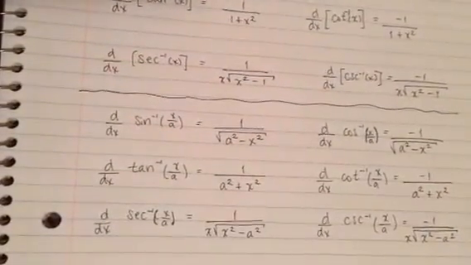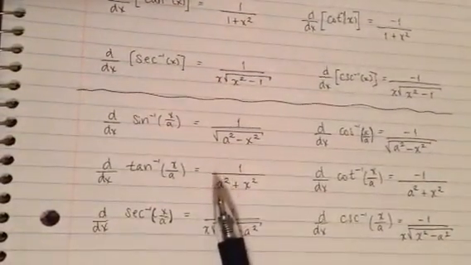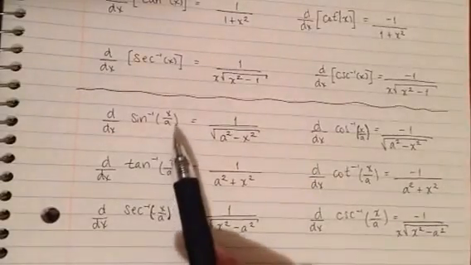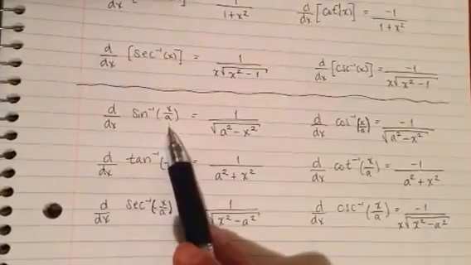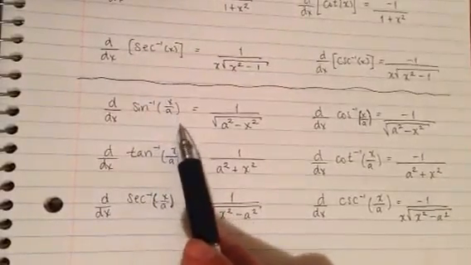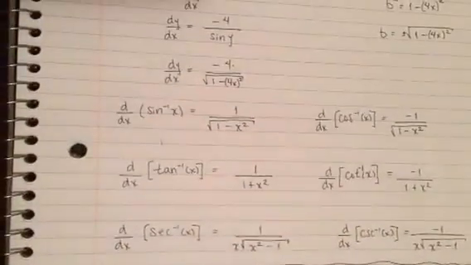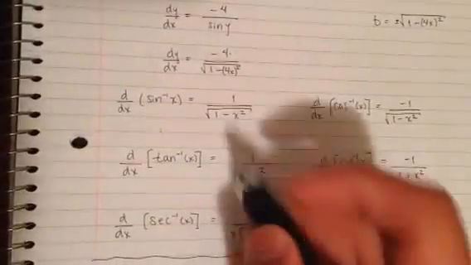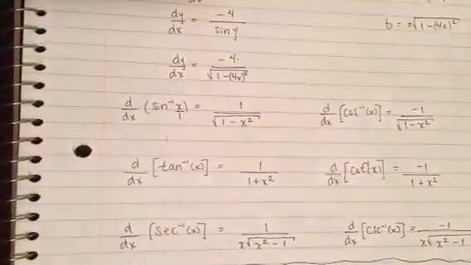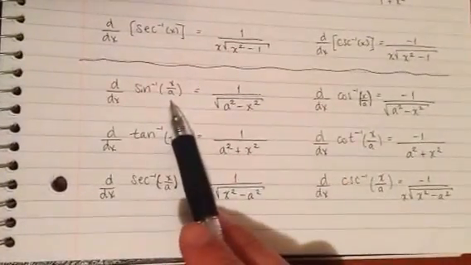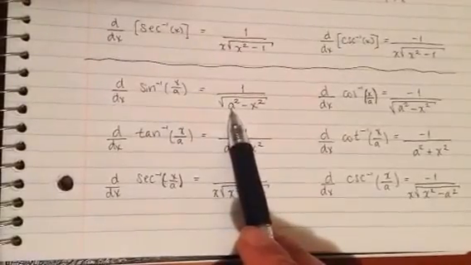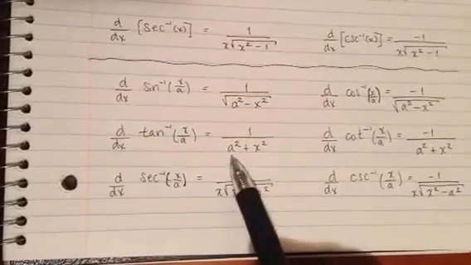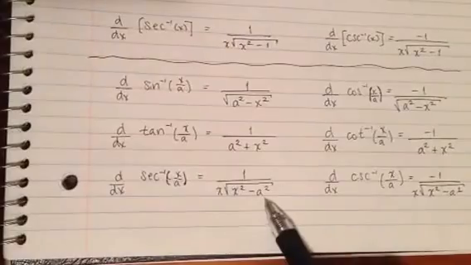Now your professor sometimes might use x over a, and that's no problem, because x over a, your a value, that's your 1. If you notice here, sine inverse of x over a, what happened at the top? Here your a is just 1, because we can think of it as x over 1. Over here, same thing: the a replaces the 1. So a squared minus x squared, a squared plus x squared, and then x squared minus a squared.